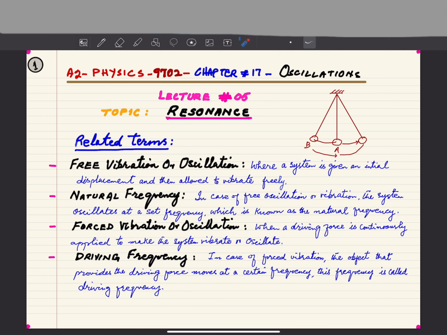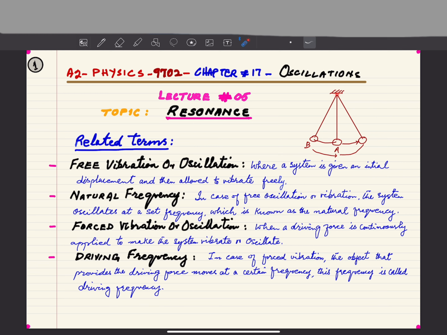Similarly, after free vibration we have another term, natural frequency. Remember that each and every body can vibrate, and whenever a body vibrates freely, the frequency of that body is termed the natural frequency. So in the case of free oscillations or vibration, the system oscillates at a set frequency which is known as the natural frequency of the system. I can of course give you examples, but for the time being I'm just giving you the definitions.